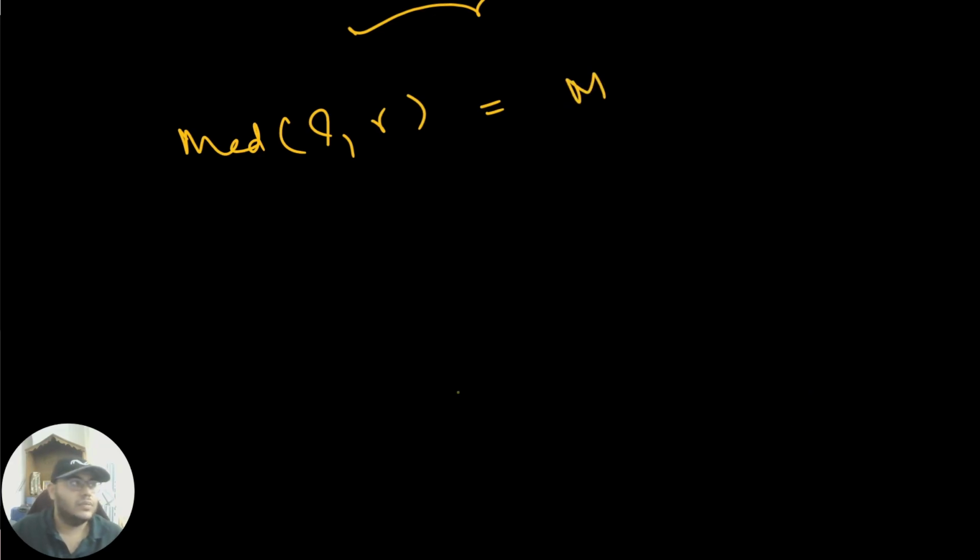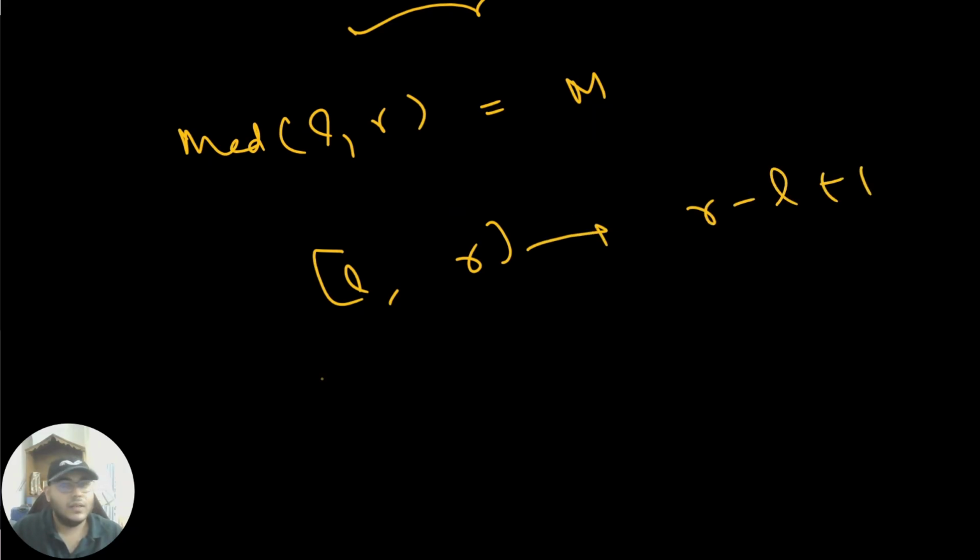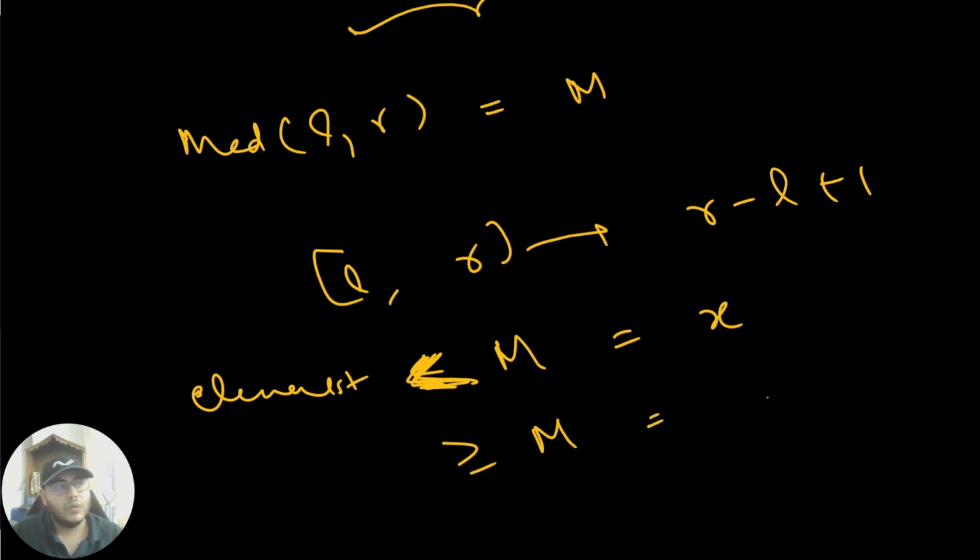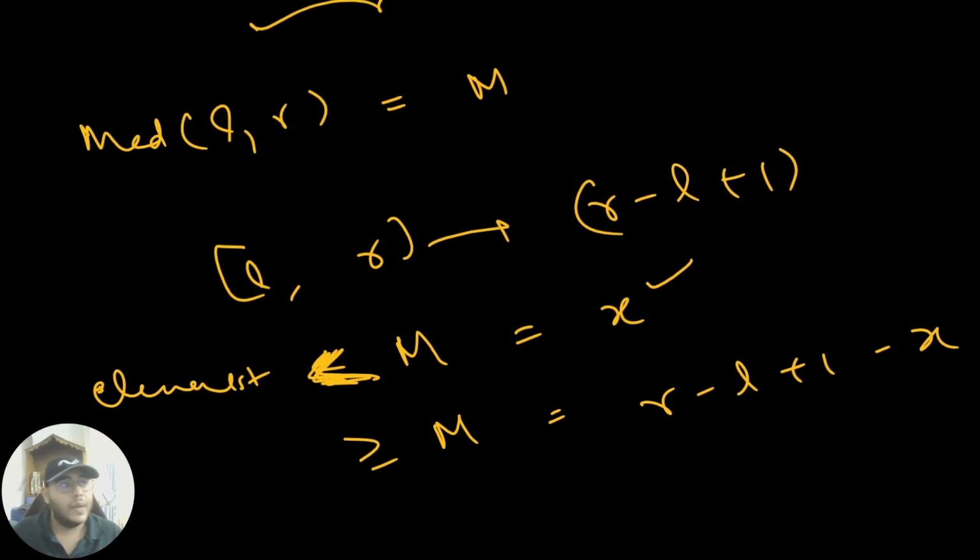Then what we have to do is just find, in this subarray L comma R, the elements which are less than M and which are greater than or equal to M. We know the length of this subarray is R minus L plus 1. Let's say the number of elements less than M is equal to x. Then elements greater than or equal to M would be R minus L plus 1 minus x, correct? Because that is our length of the subarray. So if we have x elements in this subarray that are smaller than our median M, then we already have R minus L plus 1 minus x elements which are bigger than or equal to M.